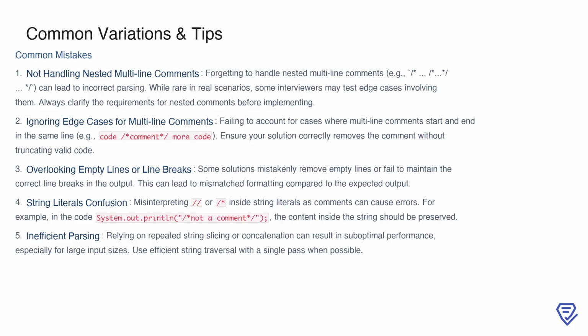Another area to be mindful of is preserving empty lines and line breaks in the output. Accidentally removing these can lead to formatting mismatches. Additionally, be careful not to misinterpret comment symbols within string literals. For instance, in the code system.out.println /** not a comment */ the content inside the string should remain intact. Finally, avoid inefficient parsing strategies like repeated string slicing or concatenation, as these can significantly slow down performance for large inputs. A single pass traversal is usually the best option for optimal performance.